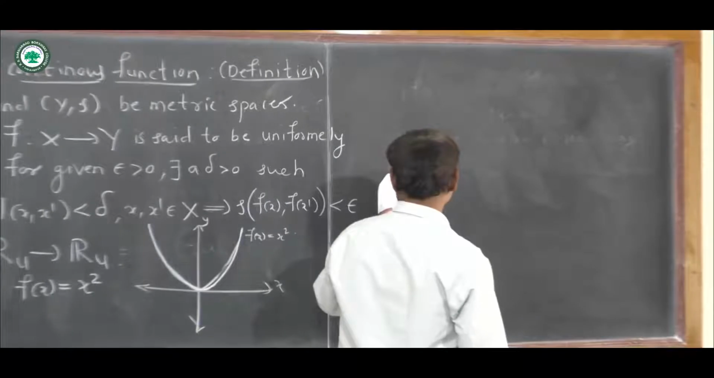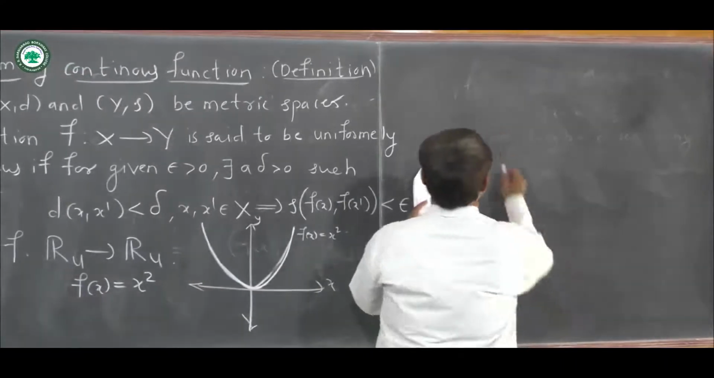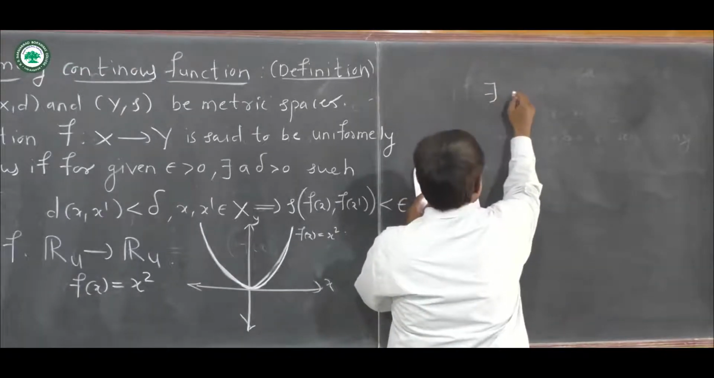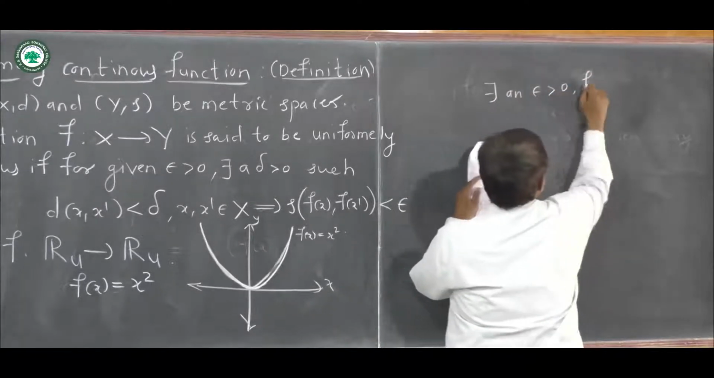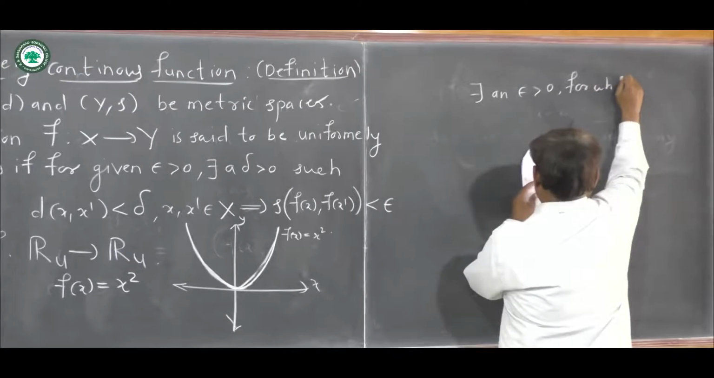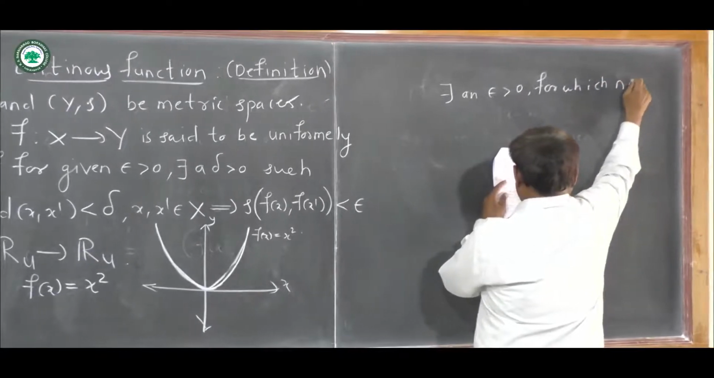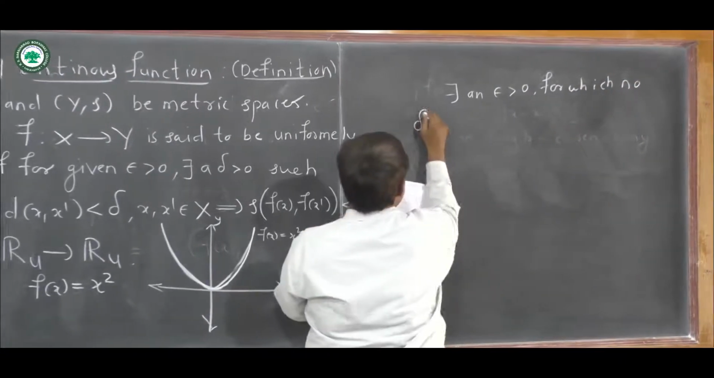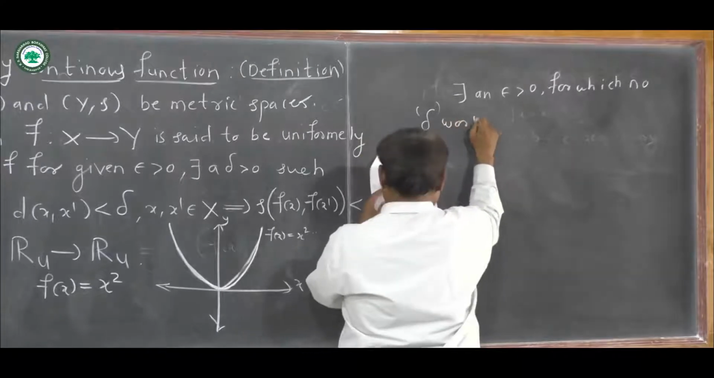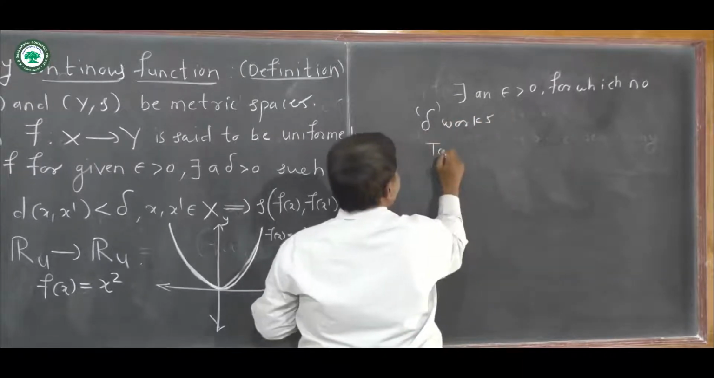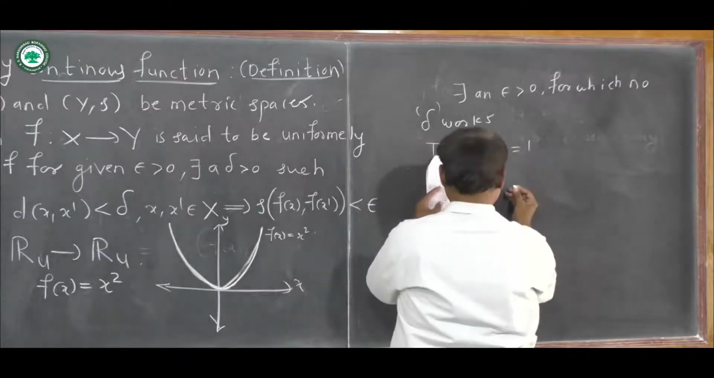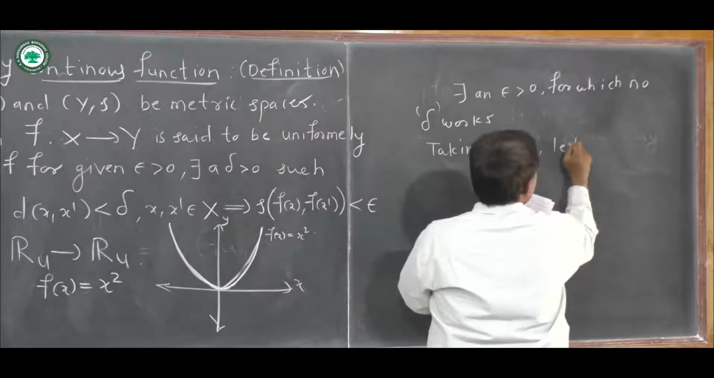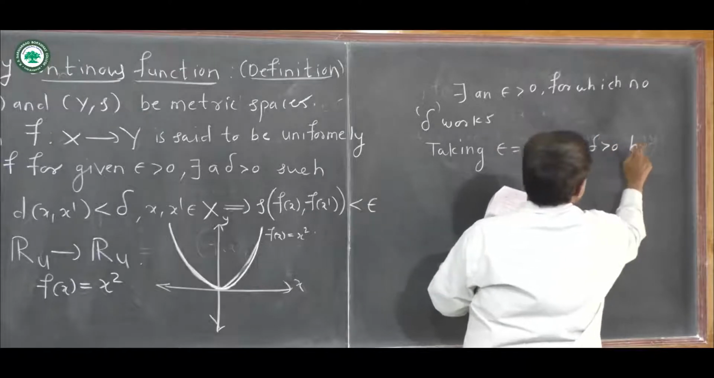Because here we are going to show that there exists an epsilon greater than 0 for which no delta works. Taking epsilon equal to 1, and let delta greater than 0 be given.